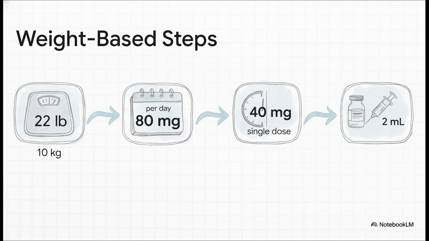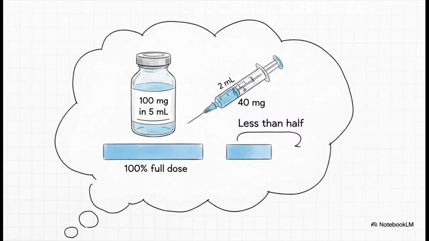And finally, step 4, we use our desired over have formula to find the volume for that single 40 milligram dose, which comes out to 2 mL. So our final answer is 2 milliliters per dose.